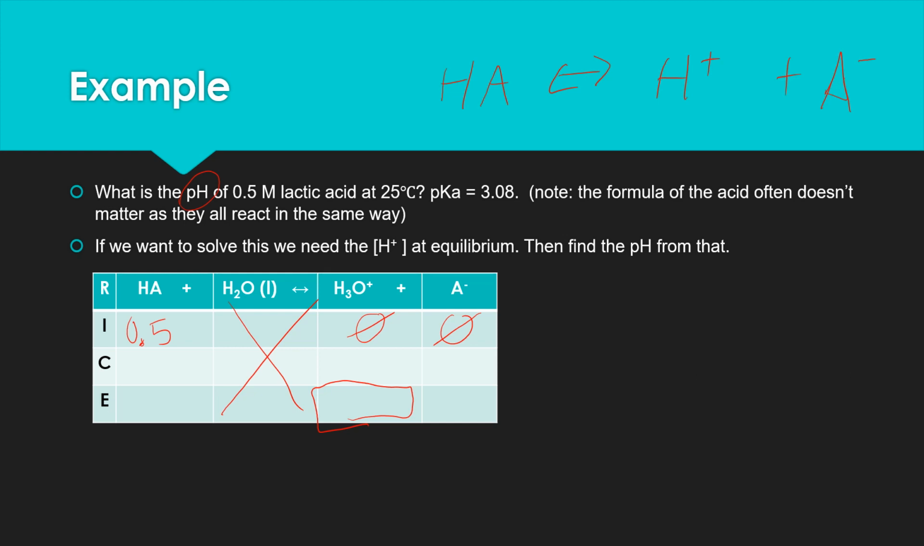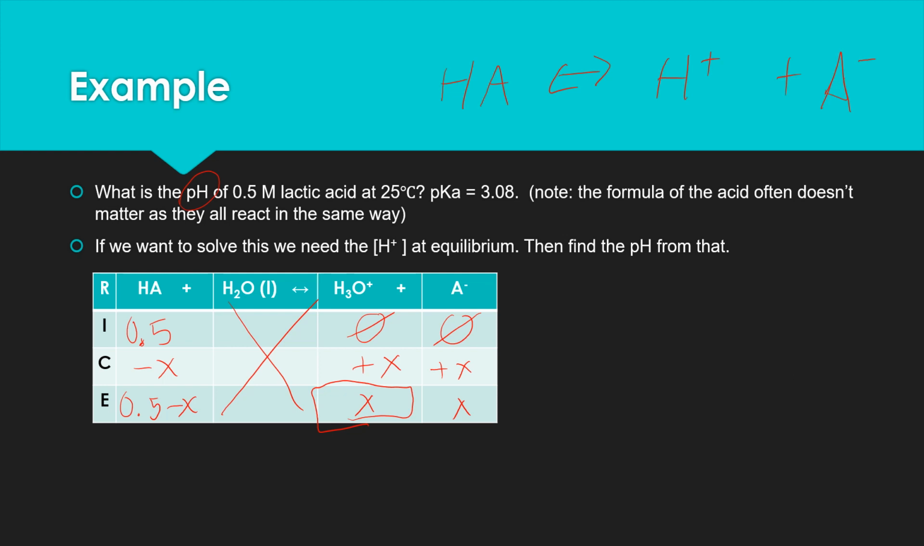We know that as this changes, we're going to subtract some of our acid. We're going to add some on the product side. And I'm using X's because I don't know how much. And they're all following the mole ratio here. So we're just bringing down our numbers. 0.5 minus X. We've got X and X.